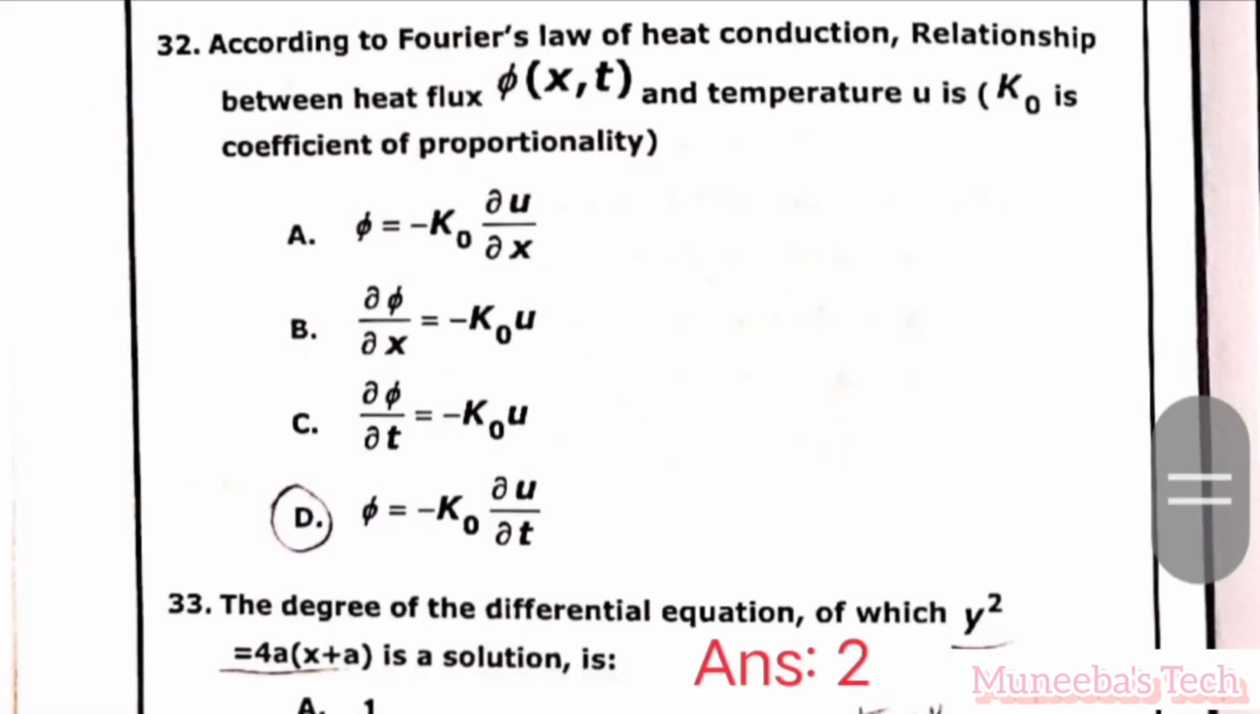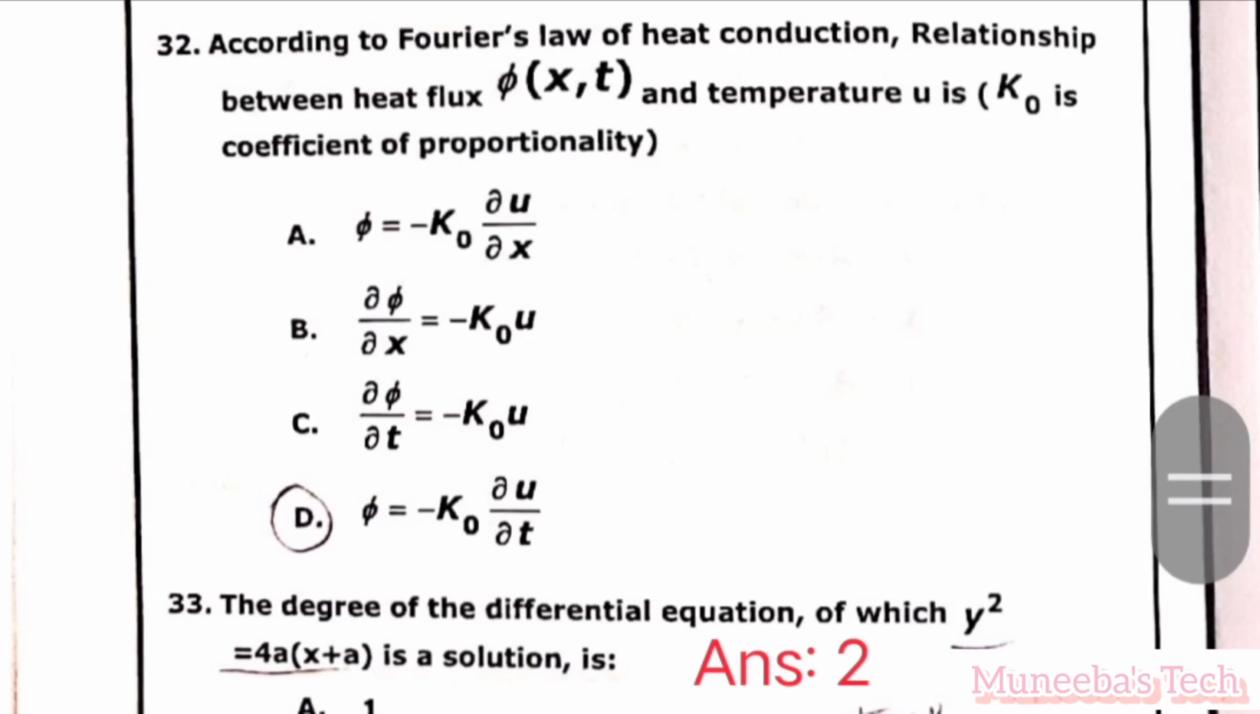Now the next question 32 is: according to Fourier's law of heat conduction, the relationship between heat flux and the temperature U is. We are noticing that the flux phi of x is changing with respect to time. So you can check the options where the temperature is changing with respect to time. The option D is correct.